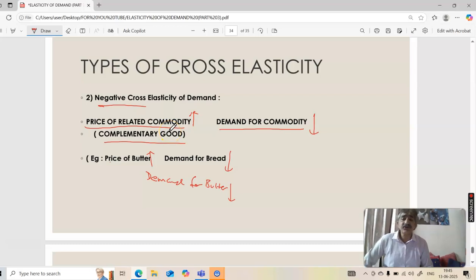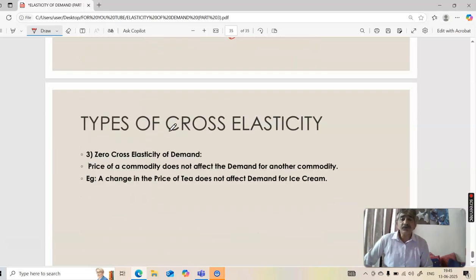So there's an inverse relationship between the price of a related commodity and the demand for the commodity, as indicated by the arrows. Then we move to the last type of cross elasticity of demand, children, zero cross elasticity of demand. This happens when two commodities are not related at all. So the price of a commodity does not affect the demand for another commodity. When the price of a commodity has nothing to do with the demand for another commodity, then the answer we'll get for cross elasticity will be zero.